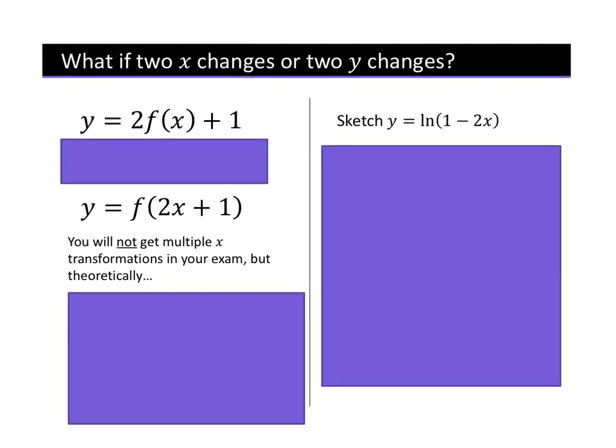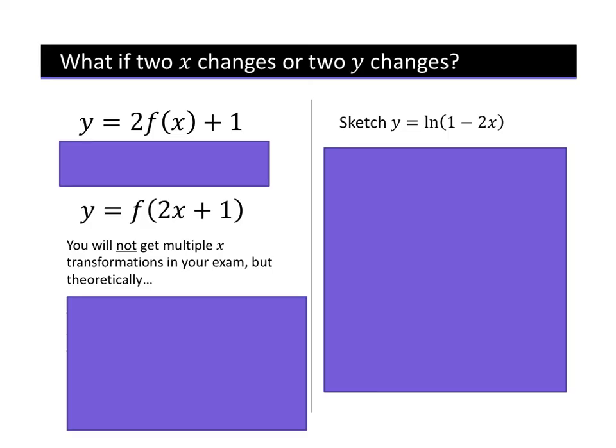Okay, so what if there are multiple changes to x and y? Well, it's just like you think. In the first one, is it inside or outside the bracket? Outside, it's two lots of this function. So two lots of the function, so my y is affected. So you're going to times 2 to your y values first, then you're going to add 1 to your y values. You're not going to get a multiple of x in your exam, but this is actually just the inverse of the function. So you're going to take away 1 and then divide by 2.